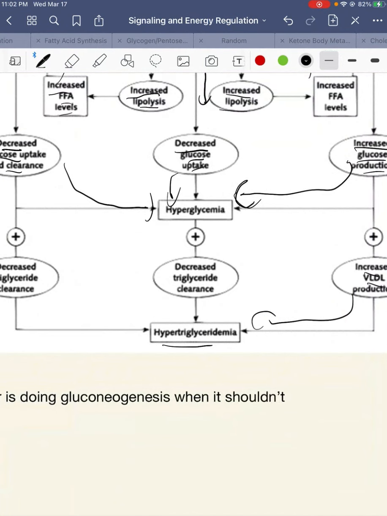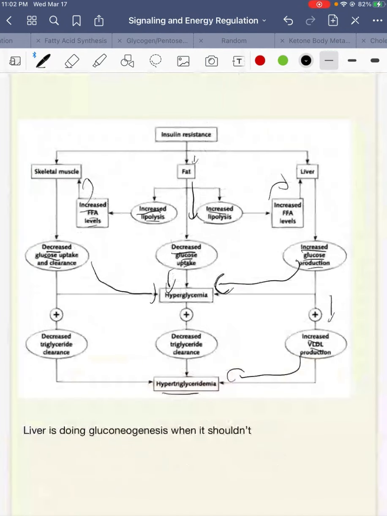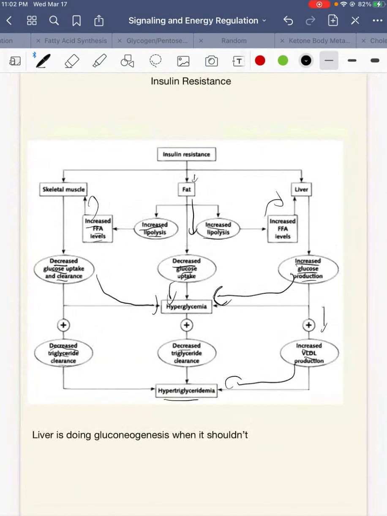and then in your fats and skeletal muscles it will also eventually lead to decreased triglyceride clearance. It happens in fats and skeletal muscles. You'll have decreased triglyceride clearance, which will eventually lead to basically high blood fat levels, high levels of fat in the blood.